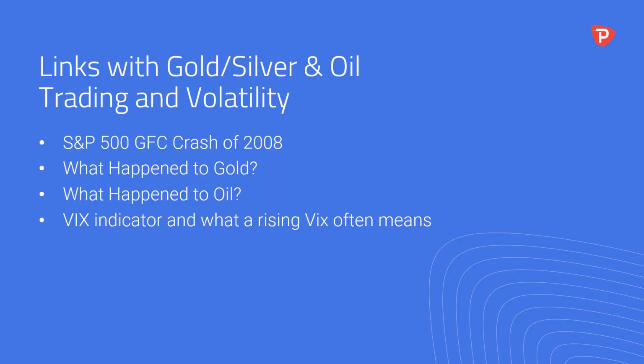So, links with gold, silver, and oil and trading volatility. We've been talking about copper. That's more of a thing that we look at for a full-time recovery out of a potential recession or crisis period. But what about gold, silver, and oil out of volatility? We're coming into a volatile time. How will gold, silver, and oil react around this period?